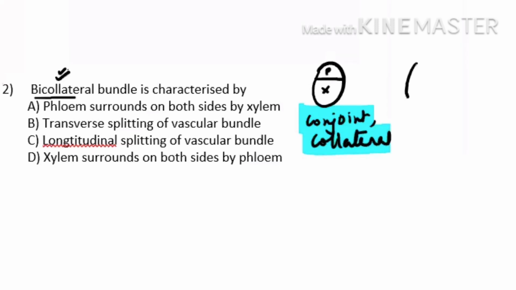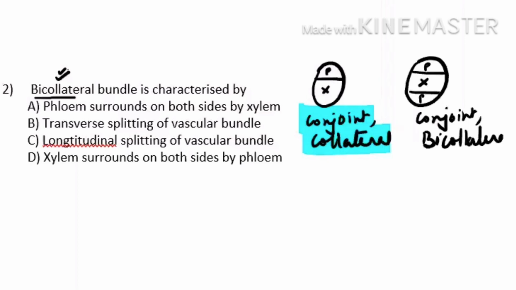Now see the diagram. On this side phloem is present, and even this side phloem is also present, and xylem is in between. Means phloem is present on both sides. So in this type of vascular bundle, again they are joint, so we will say they are conjoint, but phloem is present on two sides. We will say bicollateral vascular bundle. So bicollateral vascular bundle means phloem is present on both the sides.